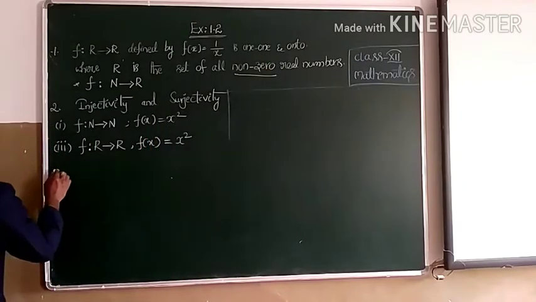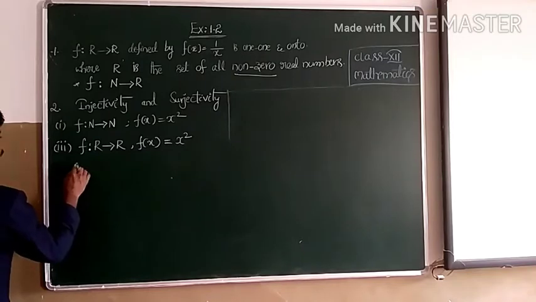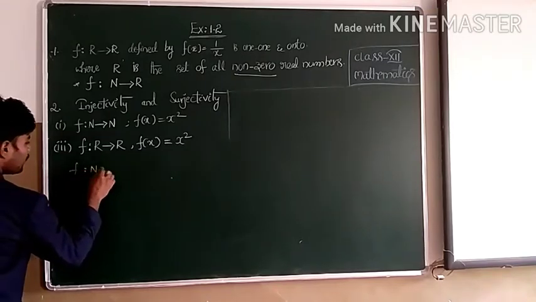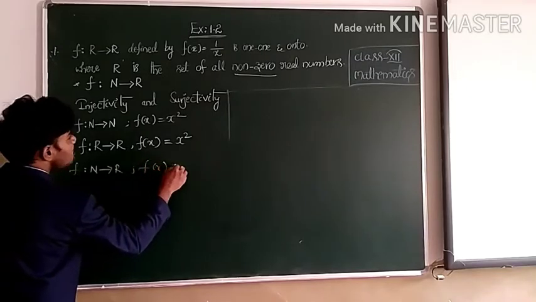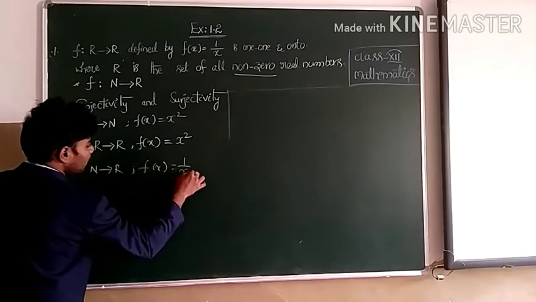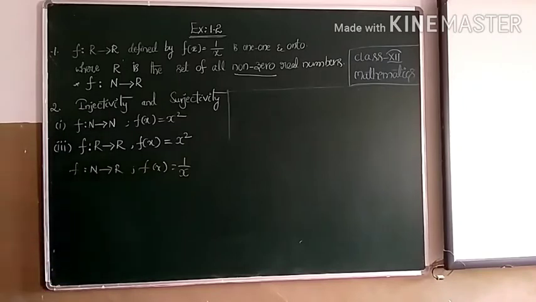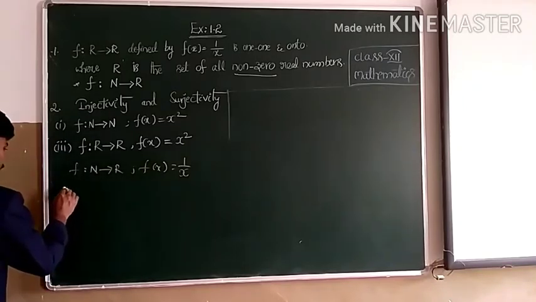So the second case, here it is, f is natural number to real number and the function f of x is equals to 1 by x. Okay, 1 by x. Now let's see, one-one function.